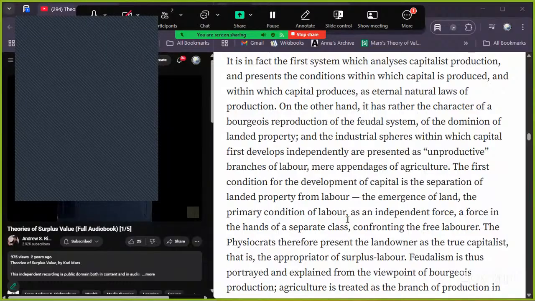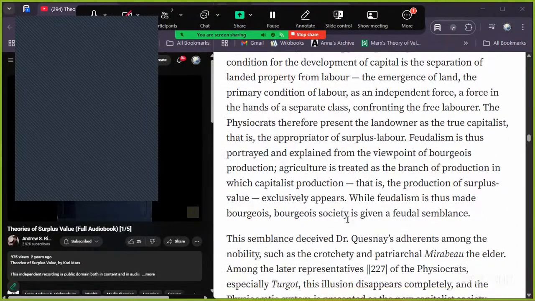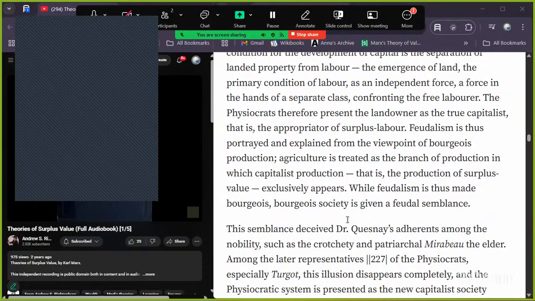mere appendages of agriculture. The first condition for the development of capital is the separation of landed property from labor, the emergence of land, the primary condition of labor, as an independent force, a force in the hands of a separate class, confronting the free laborer. The physiocrats therefore present the landowner as the true capitalist, that is, the appropriator of surplus labor. Feudalism is thus portrayed and explained from the viewpoint of bourgeois production.